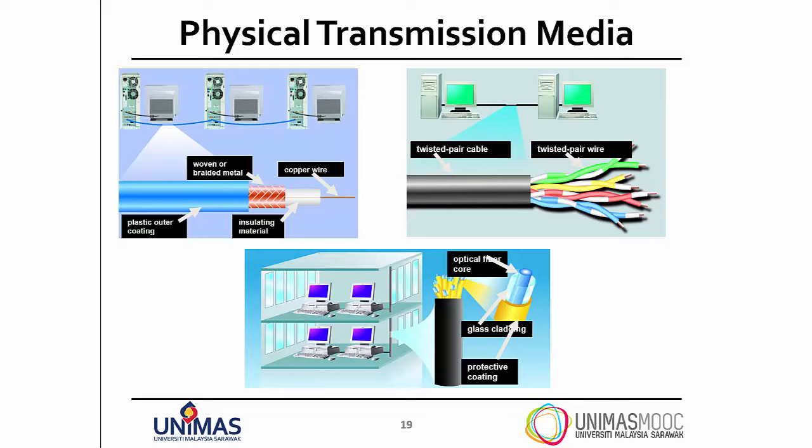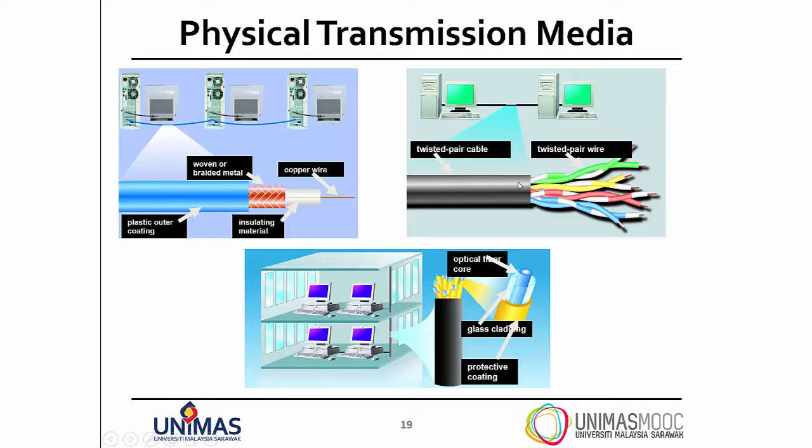So just a brief illustration of the three different subcategories. The one that you see on the top left side of the slide is the coaxial cable. Different layers of insulation: you have the outer plastic layer, then the woven or braided metal. This is to reduce interference. Then you have another insulation material, and in the innermost core you have the copper wire. This is the one that transmits the signal.